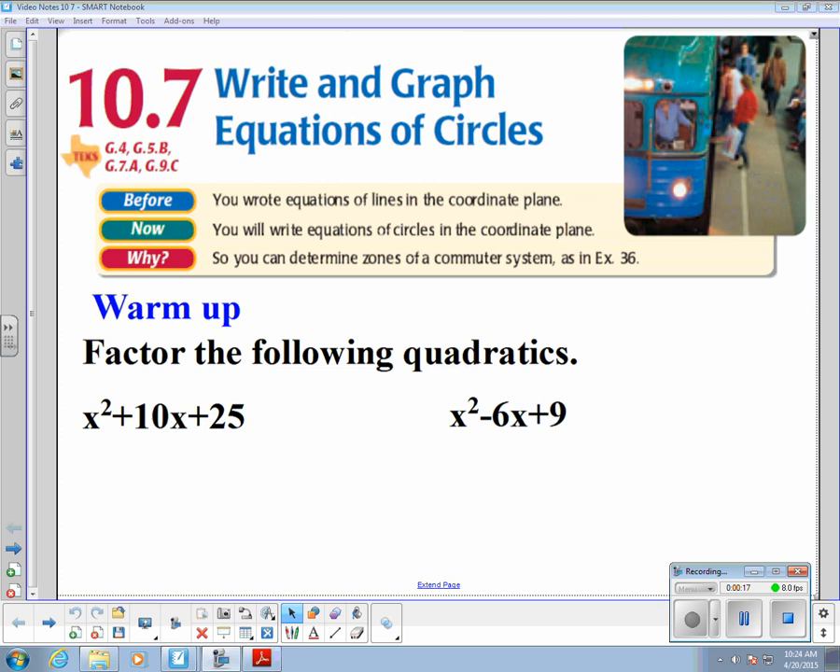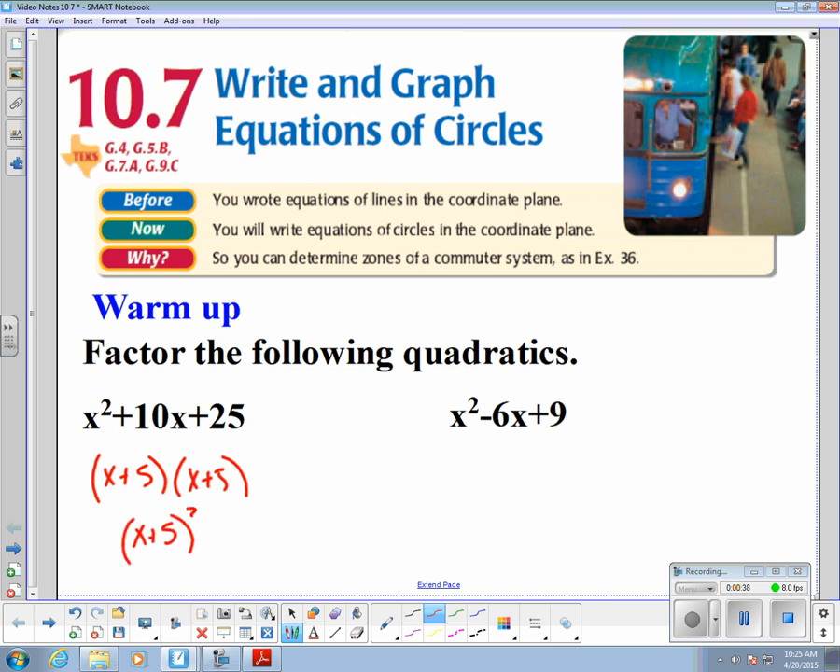So the first thing I want you to do is pause the video and factor these two quadratics. Okay, so when you're done factoring this one, you should have x plus 5 times x plus 5. But really what I want to see here is x plus 5 quantity squared. And over this one should be x minus 3 times x minus 3. But we really want to see x minus 3 quantity squared because they're repeated. They're the exact same thing.